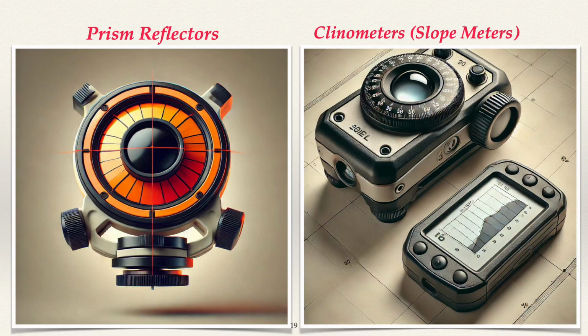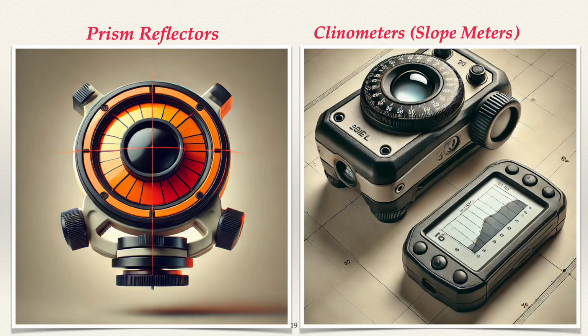Prism reflectors. Prism reflectors work in conjunction with total stations to measure distances accurately by reflecting the laser emitted by the total station back to the device. The functions are: it provides precise distance measurement over long stretches of terrain, is used to measure between fixed points during surveys, and is used for distance measurement during route and detailed surveys.